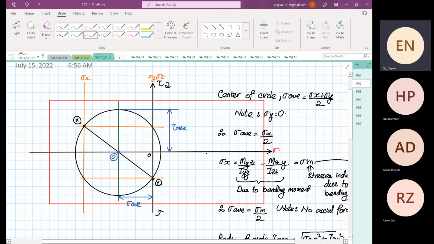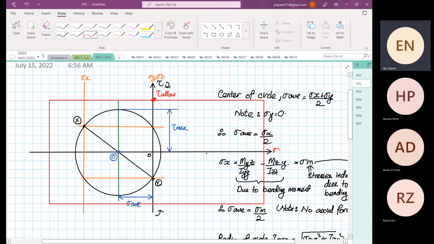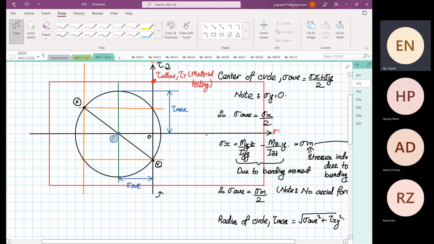Now, why this limit over here? Why this size of the red box? Because this value over here is the allowable shear stress, and it can be your shear yield. This value is from material testing. It's not calculated. And this point over here is our allowable normal stress, which is your normal stress yield, and this is also from material testing.